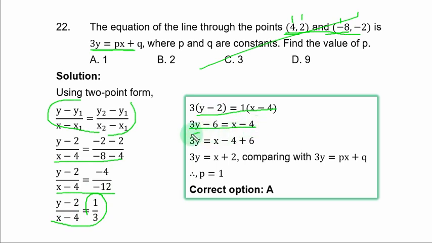So already 3y here corresponds to 3y that you have here. So you transfer -6 to the other side. So you have x minus 4 plus 6. That is 3y equal to x plus 2. If you compare here, p is the coefficient of x, and here you have 1. So p is equal to 1. A is the correct option.